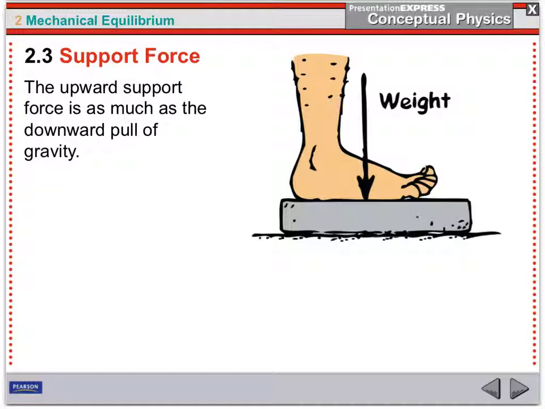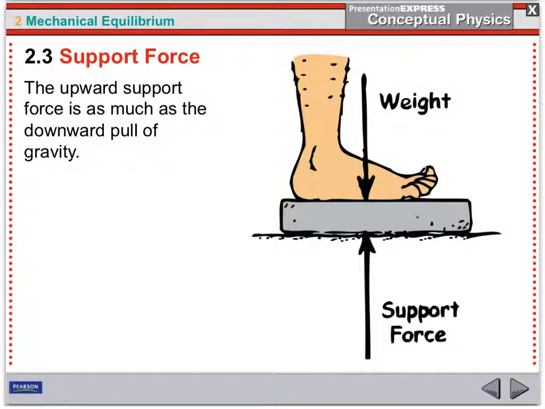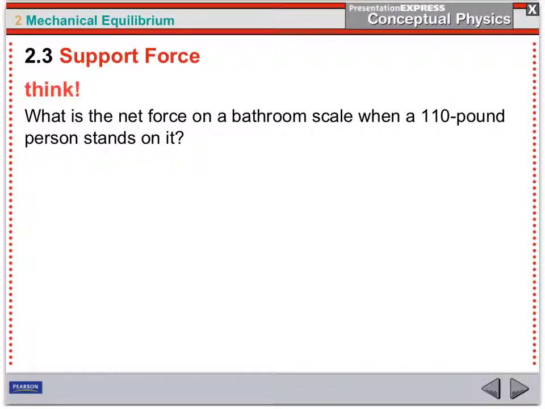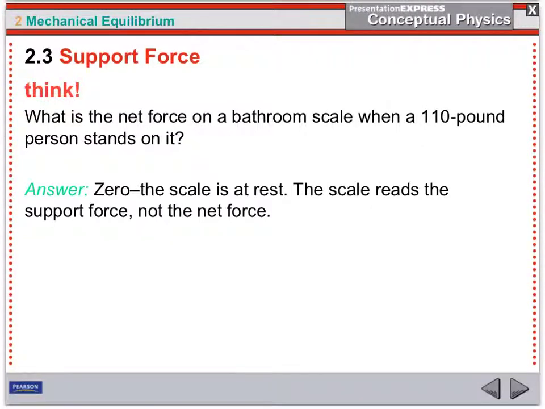So the upward support force is as much as the downward pull of gravity. If you step on a scale, your weight, that's the downward force of gravity, has to be exactly equal to the support force that the scale is putting on you. When you're getting on a bathroom scale, you're compressing the spring in the scale. So if you weighed 110 pounds, what's the net force on the bathroom scale? Well, the net force has to be 0. You're pushing down 110 pounds, the scale's pushing up 110 pounds.